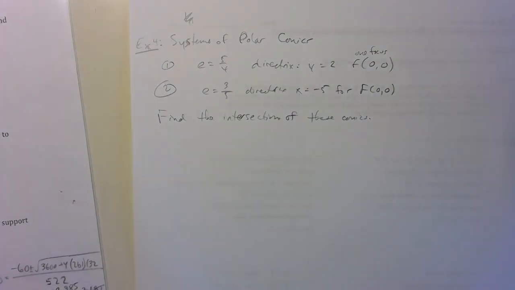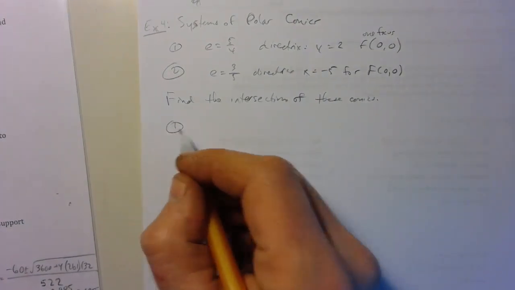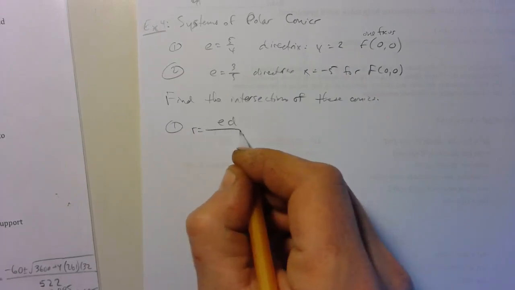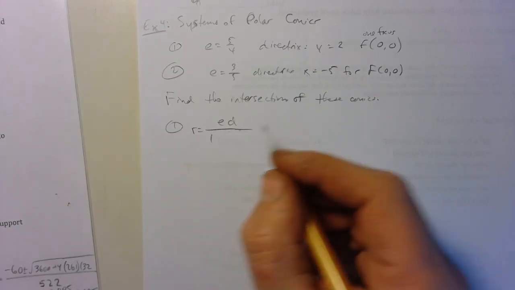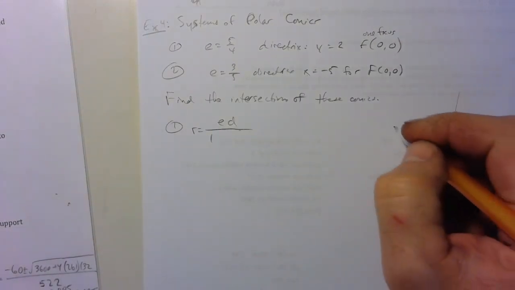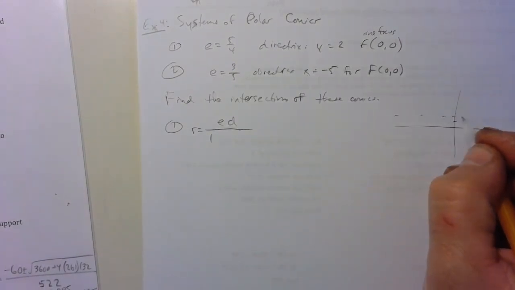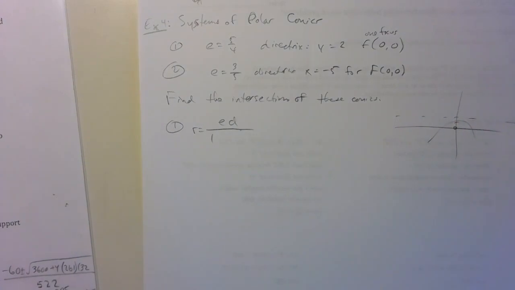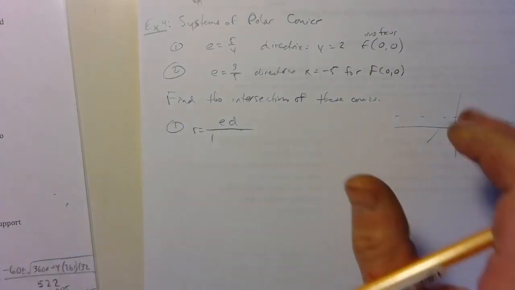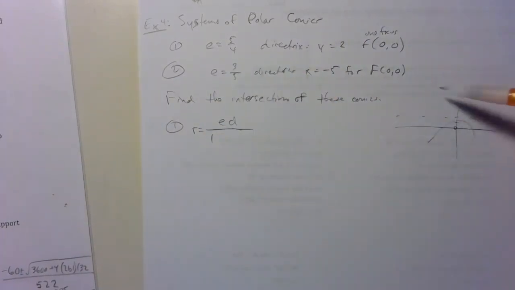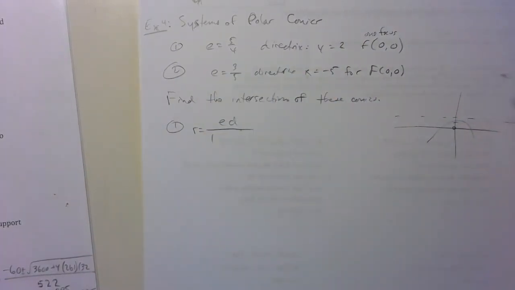If we look at conic 1, remember our equation, ed over 1, and then we have to figure out what exactly is going on here. For this conic we have y equals 2, so it's going to be opening down. If it's an ellipse, it's opening down. If it's a parabola, actually it's not a parabola because it's 5/4. It's going to be a hyperbola, so the other branch is going to be up here.